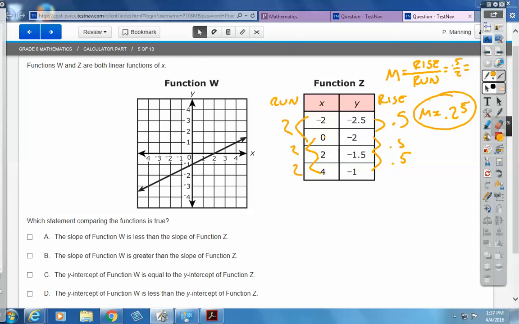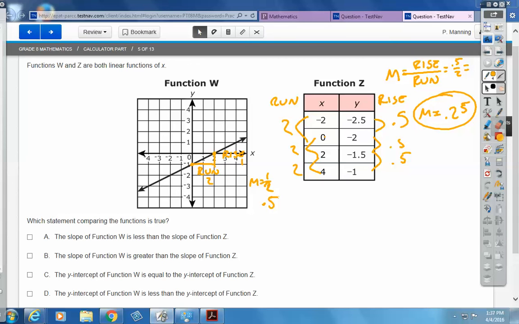On this graph, I'm going to pick 2 points here, and I'm going to make my slope triangle. Here's my rise. Here's my run. So I have a rise of 1 and a run of 2, which means I have a slope of 1 over 2, also known as 0.5. So the first statement says the slope of function w is less than the slope of function z.